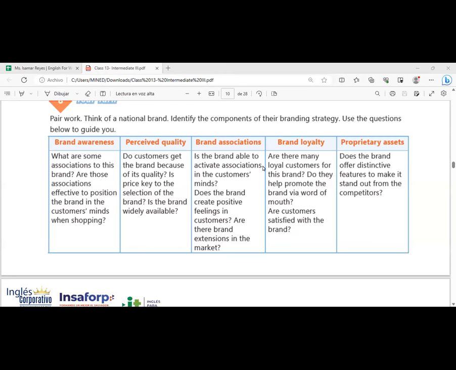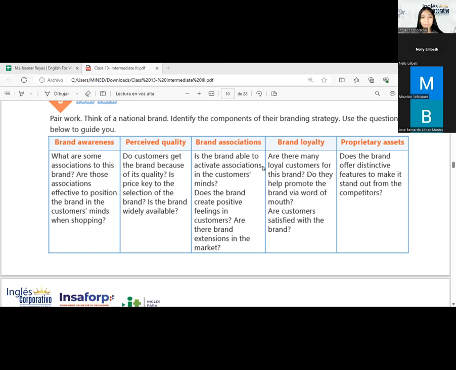What are some associations to the brand? Conocimiento de la marca. What brand are we going to choose? The first, the marketing management. The first, I think that we have to identify different associations. Oh no. I don't know. Okay, guys.